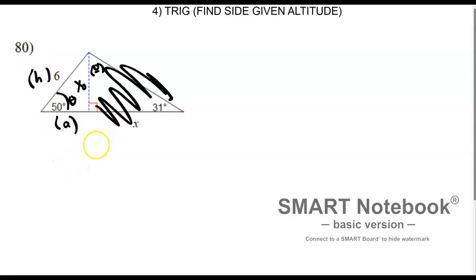Step 2 is identify the trigonometric identity, right? So I'm looking at the fact that I'm working with hypotenuse and opposite, so that sounds like sine. Sine theta equals opposite, which is x naught, over the hypotenuse.